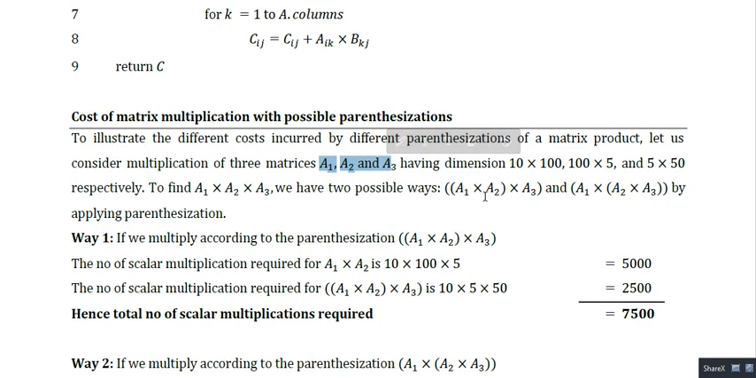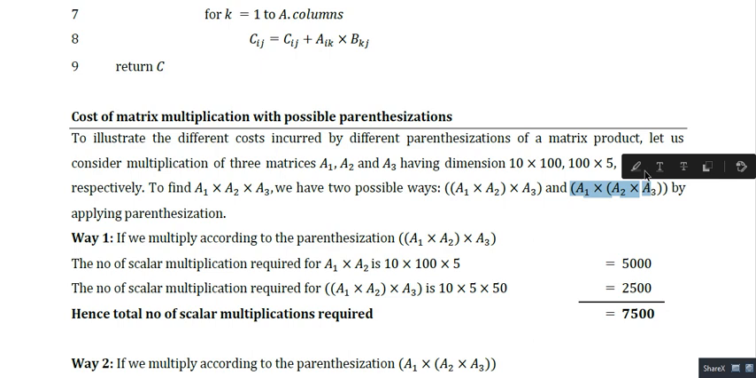First we can do one thing, A1 into A2, that will be multiplied with A3, or we can do it like that, A2 into A3 first, then A1 will be multiplied to that A2 into A3. So now let us see how many scalar multiplications or how much computation time this particular way of parenthesization takes. Then we will see how many scalar multiplications and how much computation time the other will require, right?